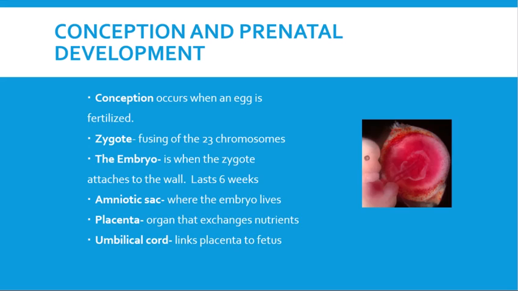During this time, the amniotic sac starts to fill, where the embryo lives. A placenta forms, which allows the exchanging of nutrients, and it is considered an organ. Those nutrients are transferred through the umbilical cord. It links the placenta to the fetus. Now, something to note is that fusing occurs between the sperm and the egg within several hours. It happens much more frequently than people realize. But what happens is lots of times it ends up not being viable, so the body rejects it.